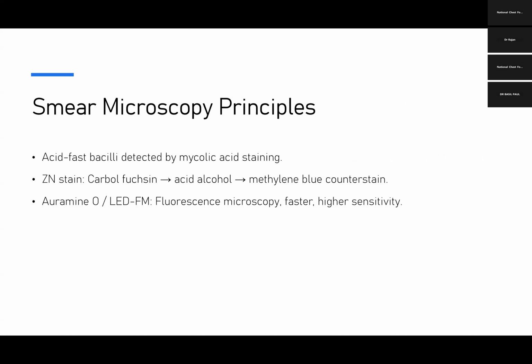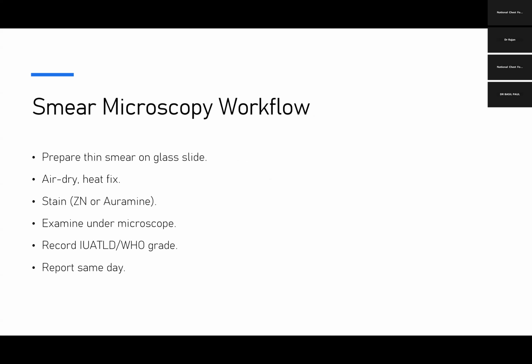So now coming to the principles. Smear microscopy principles. As we know, Mycobacterium tuberculosis is an acid-fast bacillus, detected by the mycolic acid staining technique. There is a ZN staining method called the Ziehl-Neelsen hot method, in which you stain with carbol fuchsin, decolorize with acid alcohol, and then counterstain with methylene blue. Then there are other staining methods also, that is the auramine O or the auramine rhodamine method, that is the light emitting diode fluorescent microscopy. It is faster and has higher sensitivity. We'll go into the details of the smear process in a while.